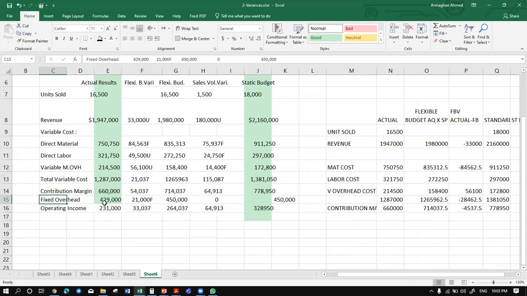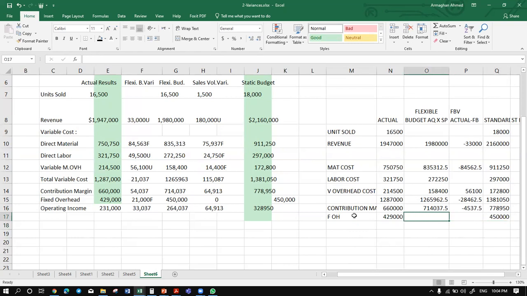Fixed overhead is mentioned here: 429,000. Let's write fixed overhead here as well. Here the standard, the static budget, is mentioned as 450,000. I will calculate the flexible budget. It will remain the same for fixed overhead, sir, 450,000. We will not change anything.